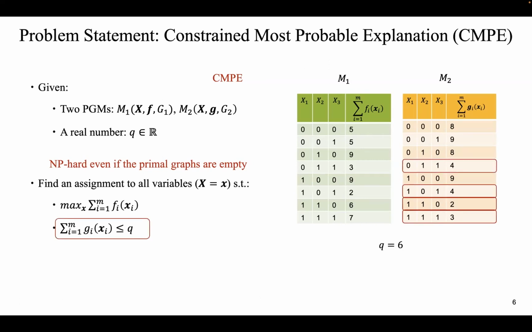So you can see that if you just look at the constraint, the 4 marked assignments actually satisfy the constraint according to M2. The weights of these 4 assignments are smaller than 6.